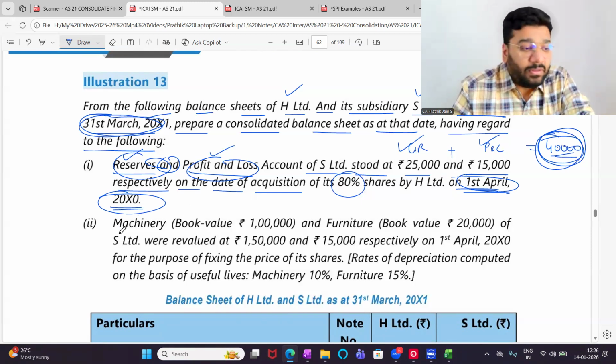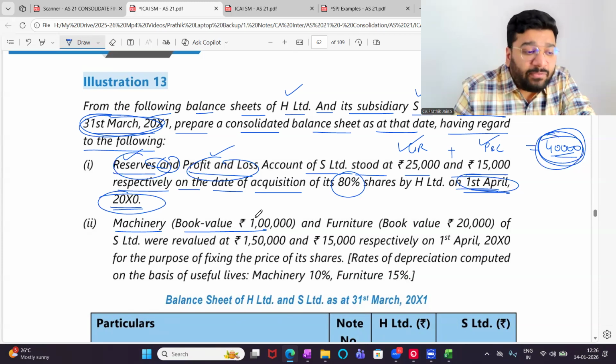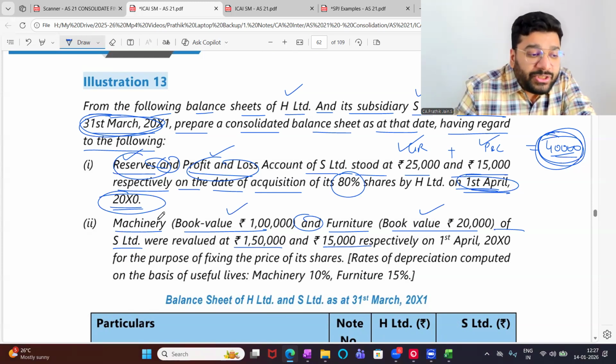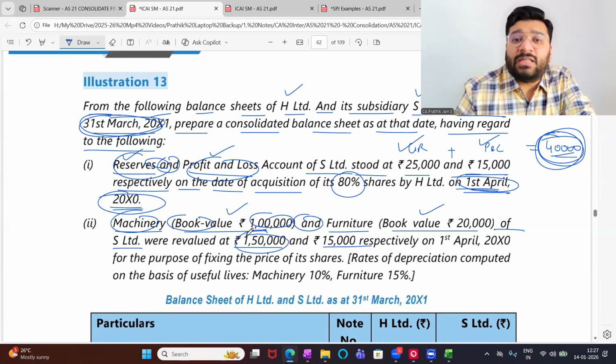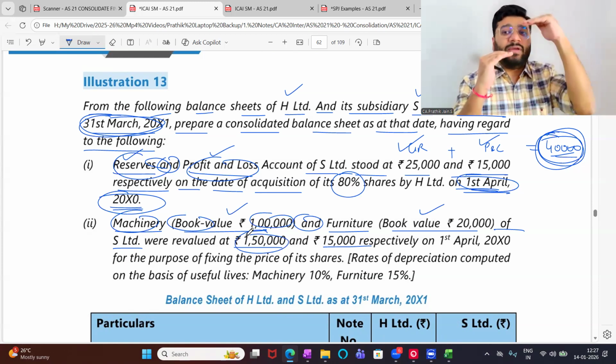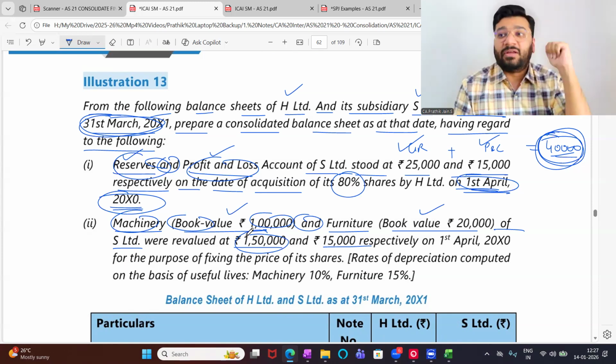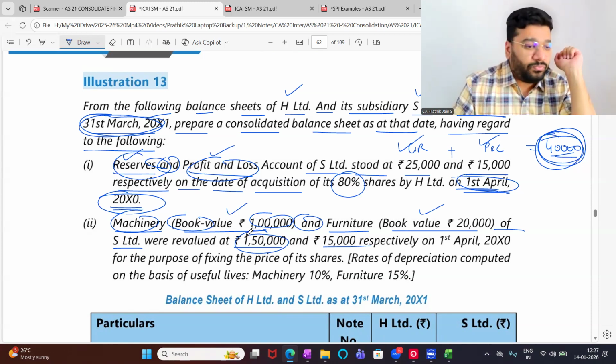Got it? Machinery book value 1 lakh means the book value of the machinery at present is 1 lakh. And furniture, whose book value is 20,000 as of now. They have revalued the machinery and the furniture at 150 and 15,000. So machinery's book value is 1 lakh and the revalued figure is 150. How much is the upward revaluation? 50,000 is the upward revaluation.